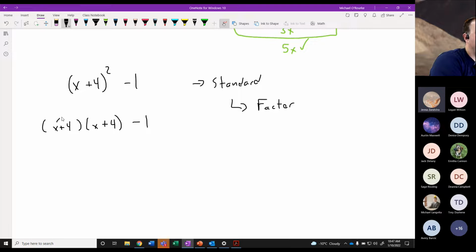Okay, now let's FOIL. So first, x squared plus 4x plus 4x plus 16. Now the brackets are gone, so we have this minus 1 just hanging out by itself right there. Does that make sense, what I just did?